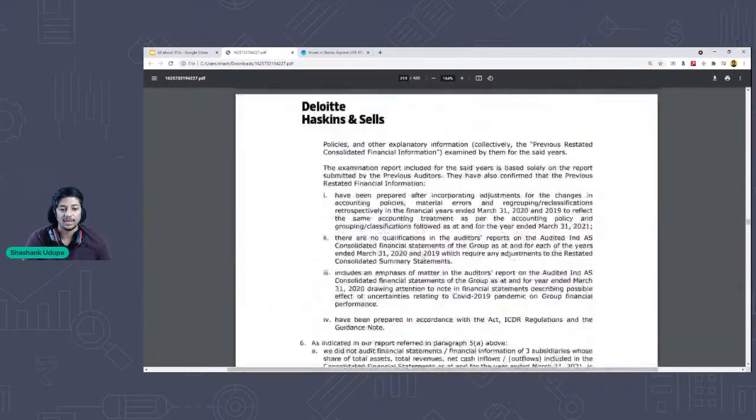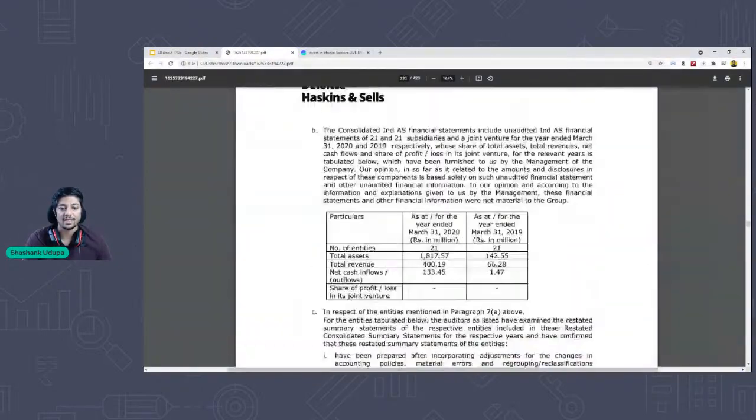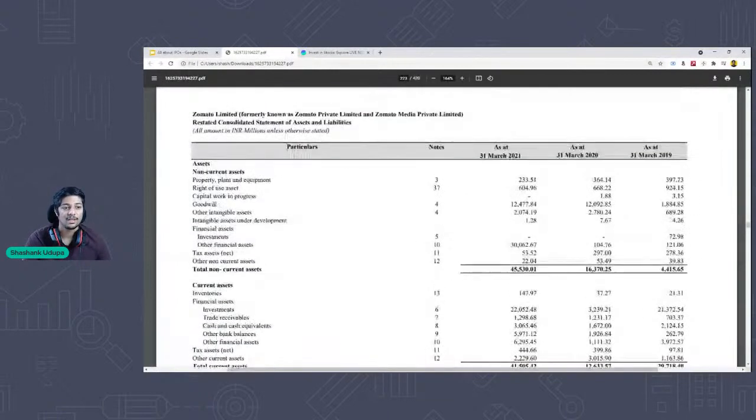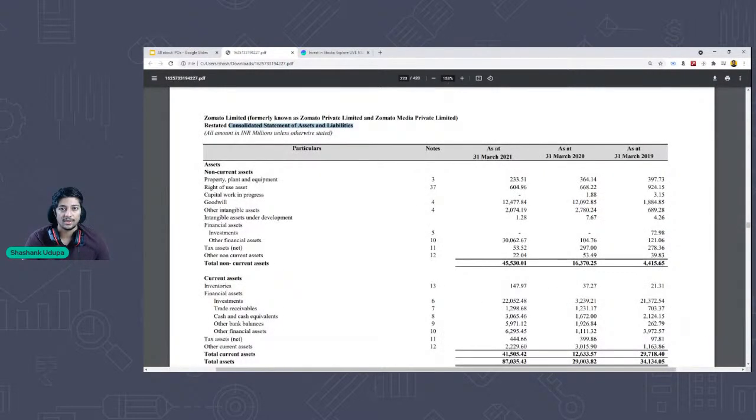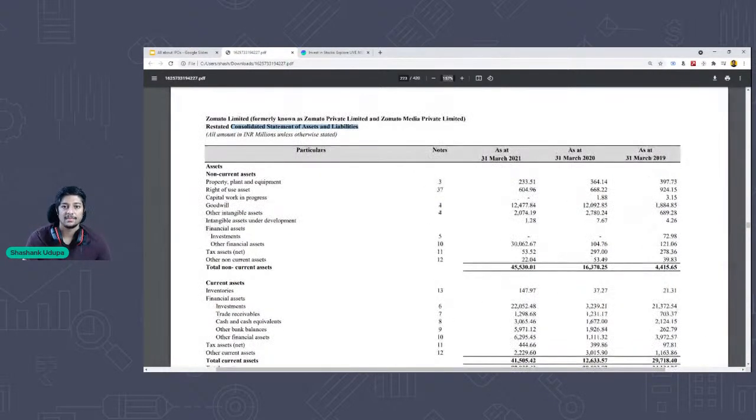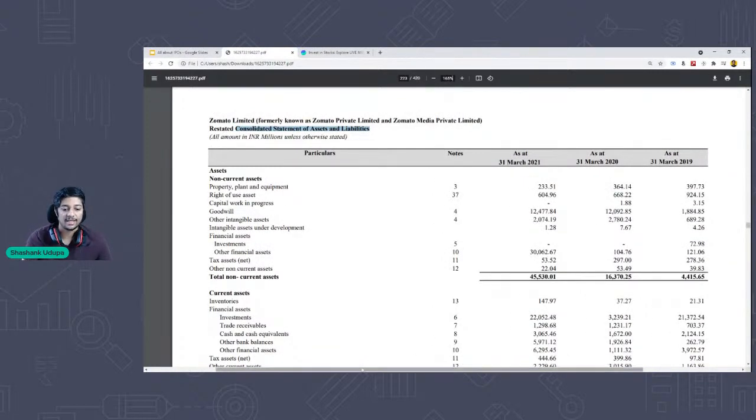I keep scrolling down until I find the balance sheet and until I find the profit and loss account. Here, bingo, we found it, right? So this is Zomato Private Limited, consolidated statements of assets and liability. Assets and liability means this is the balance sheet, right? Let me try zooming in a little more, okay? Awesome. We're at the balance sheet now.